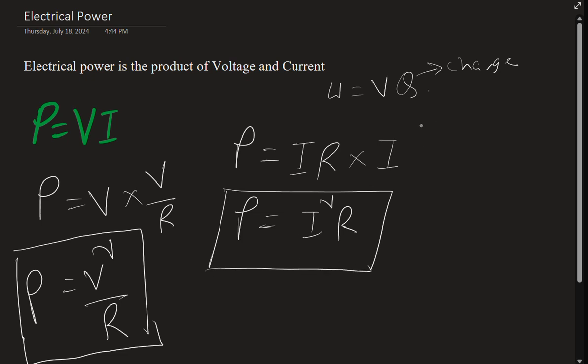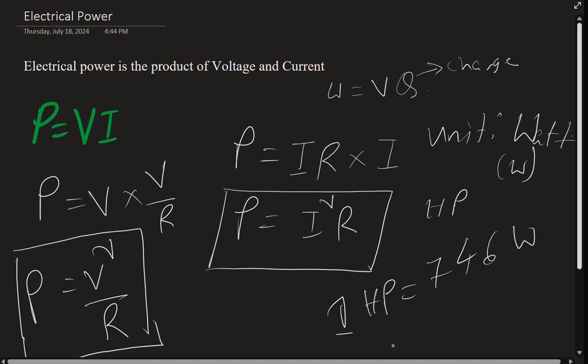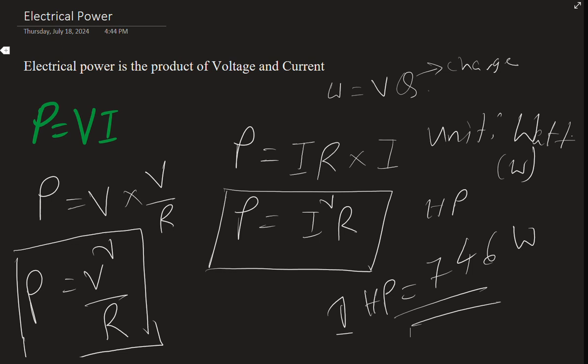Now the unit of power is watt, or W. There's another unit, horsepower, HP. And there's a relationship between horsepower and watt. And that is 1 horsepower is equal to 746 watts, approximately. That's what we use for calculations.